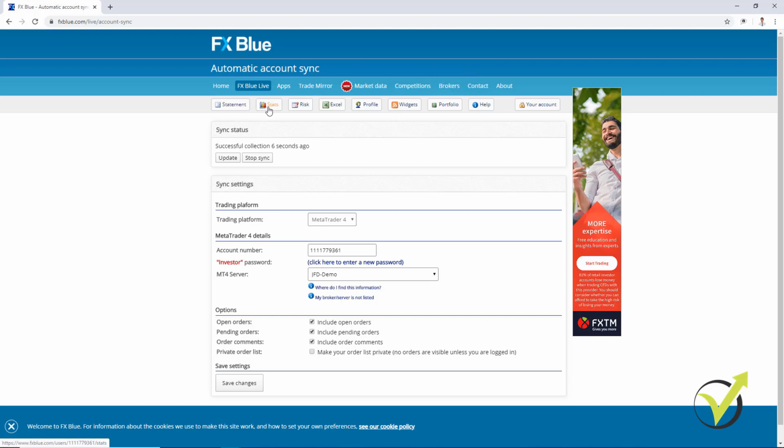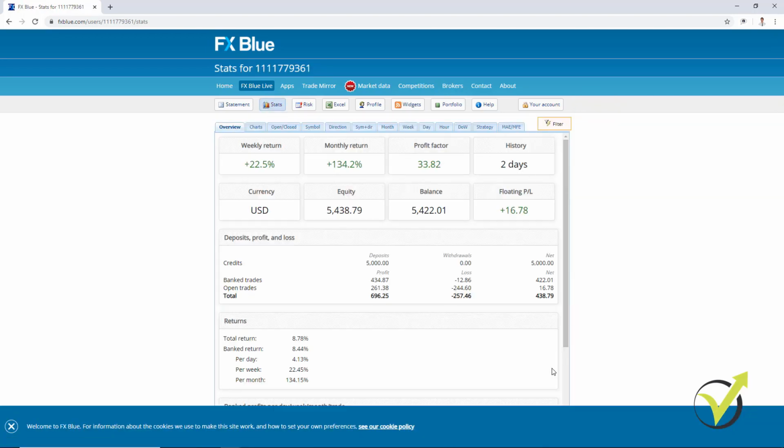And then when you go to statistics, you will see that my account is connected. So I now have much more statistics from the MetaTrader history. What I have is weekly return, monthly return, profit factor. Now this is expectation based on the performance so far, so it's not something we're looking at.